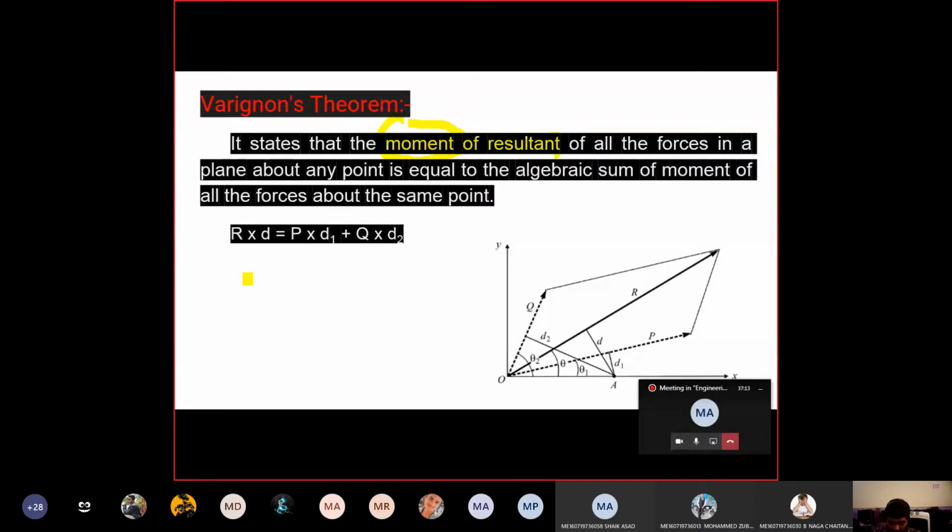Movement. Change in position, that is movement, M-O-V-E-M-E-N-T. Sir, momentum. Momentum is different. Mass into velocity, that is momentum.